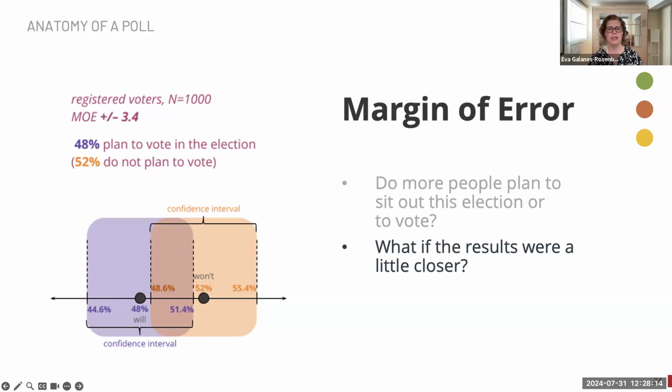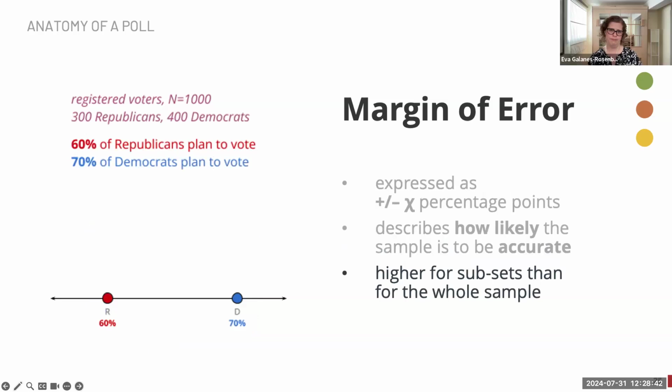And this tells us that the range of probable values for people planning to vote includes some of the range of probable values of people not planning to vote. So in other words, the actual number of people planning to vote and not planning to vote might both be in that overlap area, this center area. So we can't be statistically confident that more people are planning to not vote in this election.